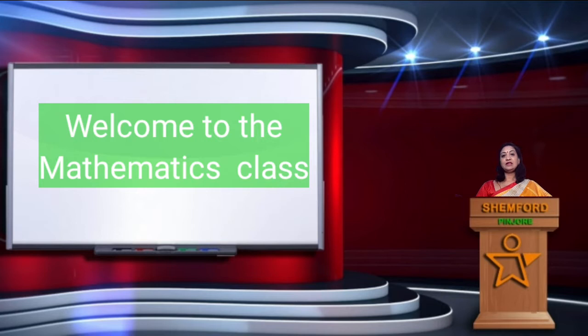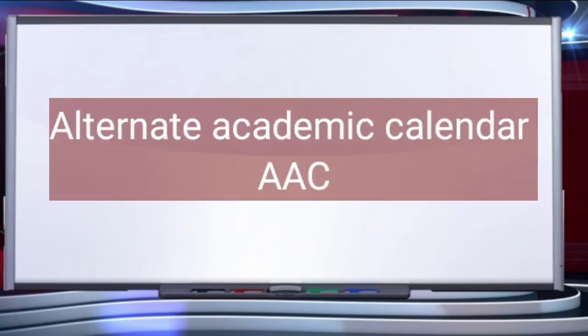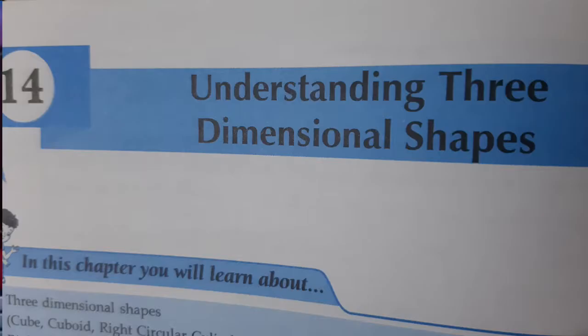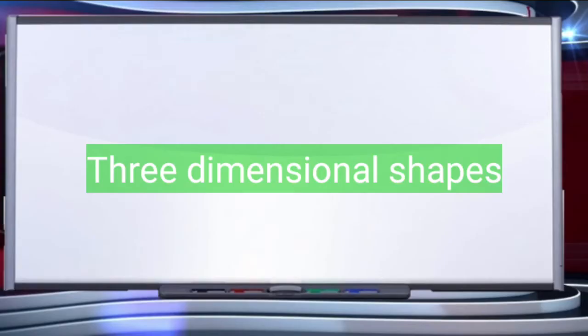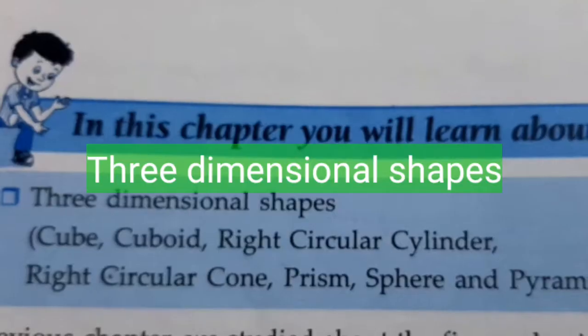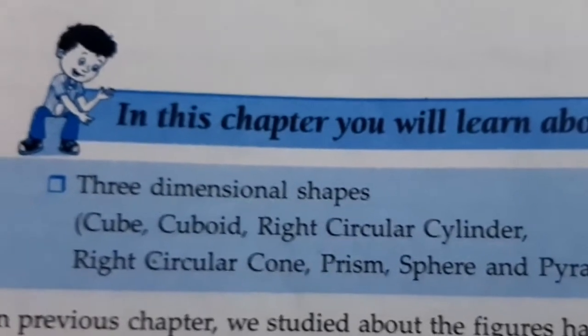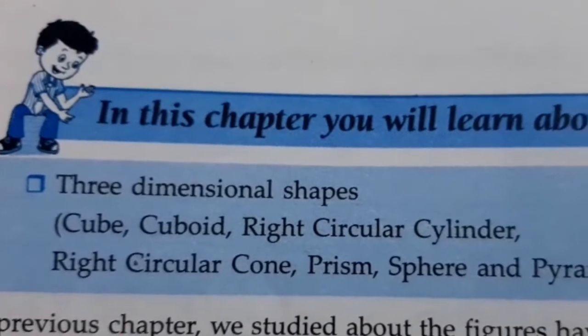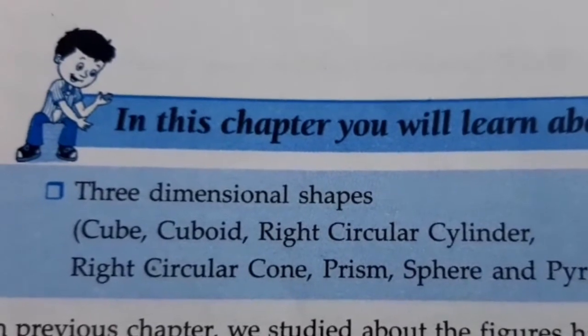Today we will do chapter 14, that is understanding three-dimensional shapes. Students, this chapter is to be covered under the alternate academic calendar, that is AAC. So we will be doing one activity regarding this chapter which will help you in understanding the three-dimensional shapes. In this chapter, we will learn about three-dimensional shapes like cube, cuboid, right circular cylinder, right circular cone, prism, sphere and pyramid.